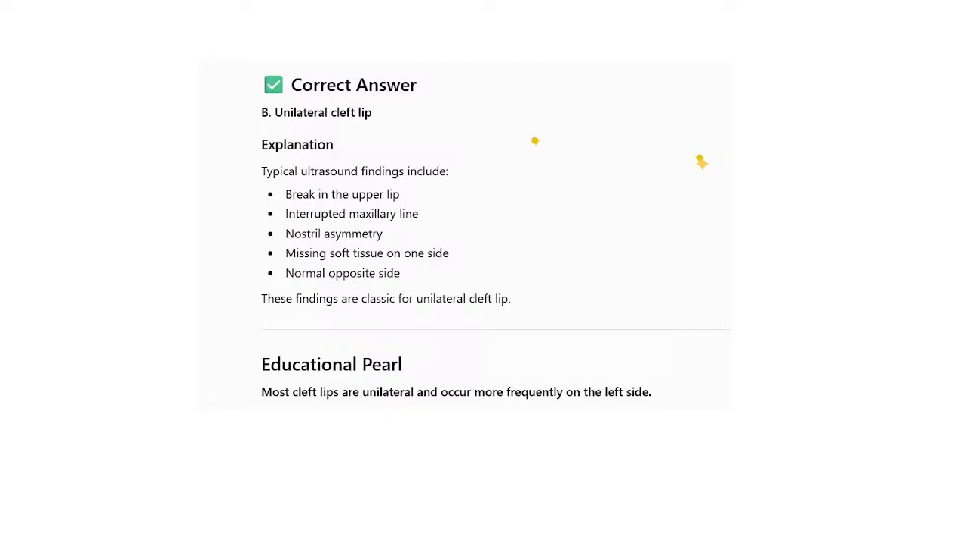Explanation: typical ultrasound findings include a break in the upper lip, interrupted maxillary line, nostril asymmetry, missing soft tissue on one side, and a normal opposite side. These findings are classic for unilateral cleft lip. Educational appeal: most cleft lips are unilateral and occur most frequently on the left side.